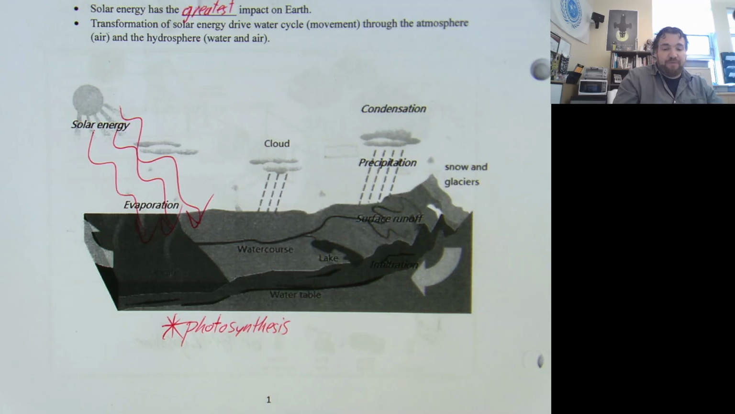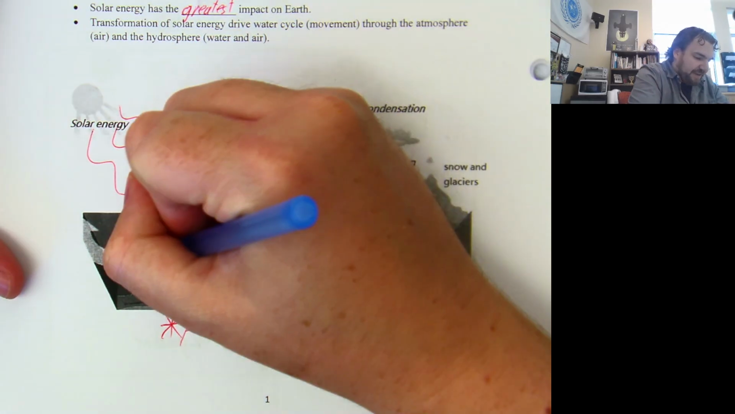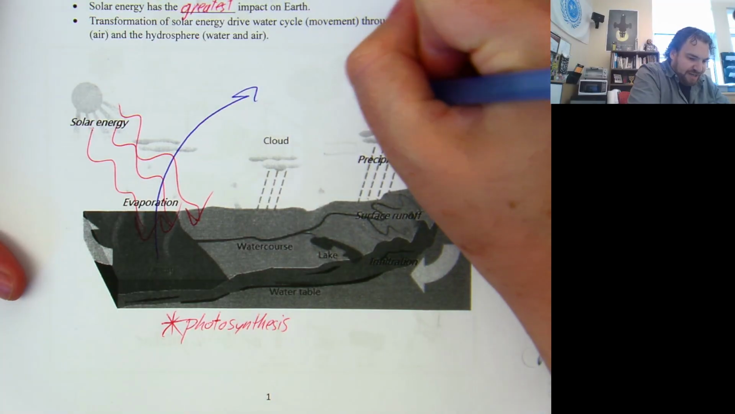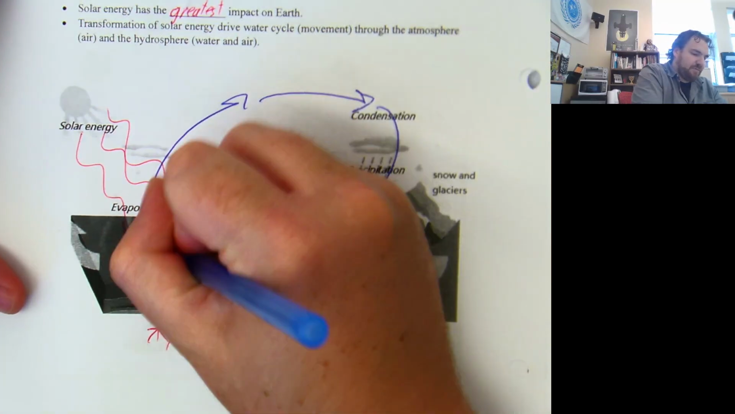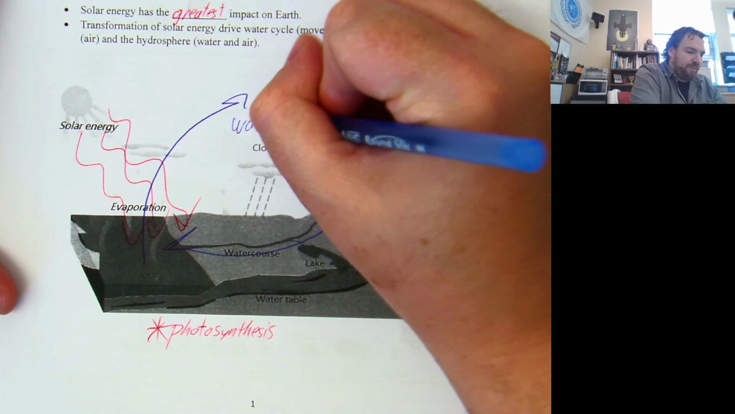You've learned about the water cycle before. The water cycle is evaporation, condensation, precipitation. This is the water cycle that you learned about when you were in preschool.